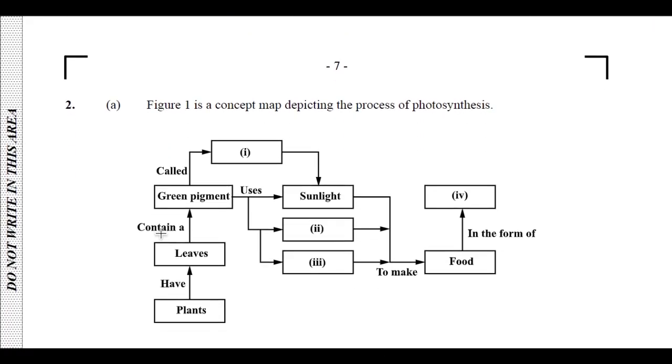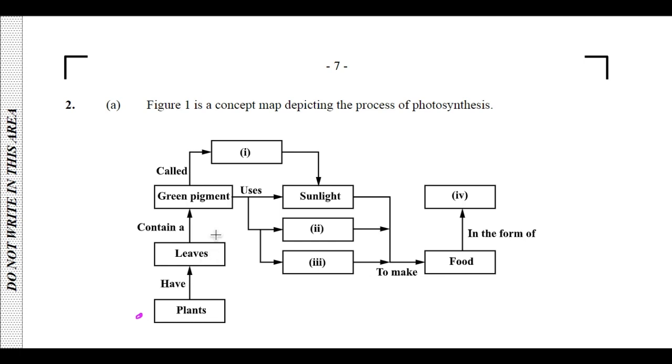Figure one is a concept map depicting the process of photosynthesis. Oh dear. So, what is this thing? Well, firstly, when you get a concept map like this, I usually suggest you read it off in sentences. What do we mean by that? Well, where's the starting point? So you're starting here, and you read it off.